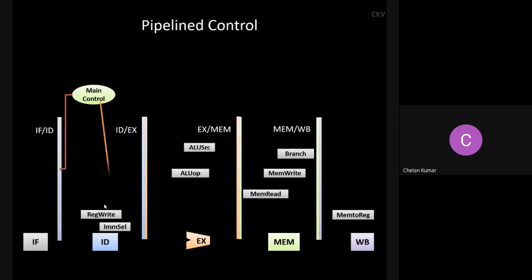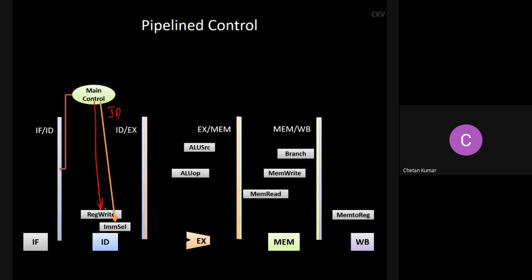So what we have to do is introduce... Since the immediate select signal is generated in the ID stage and it is required in the ID stage itself, you use that directly. What about regwrite? Should I connect directly from here or what? So regwrite is corresponding to which stage? Is it corresponding to the read register stage? Does it correspond to the EX stage? Or does it correspond to the memory stage? Or does it correspond to the write back stage? So what do you say?